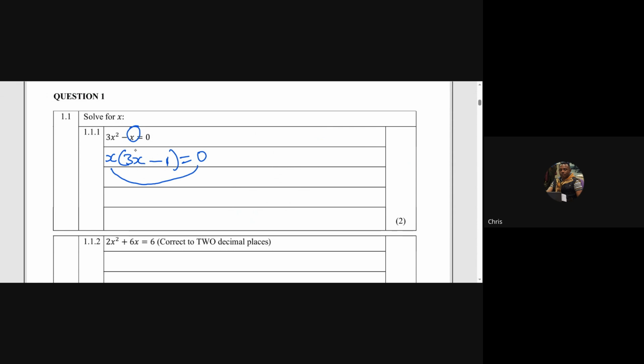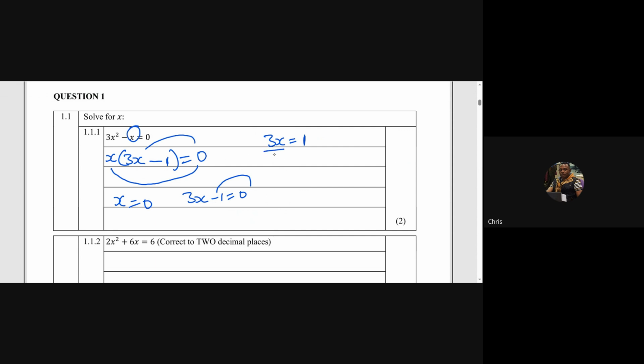Each one to 0, this one also to 0. So what you have is x to be equal to 0. Then you have 3x minus 1 equal to 0, whereby we now remove this -1, or simply put, just move it over, like some people say. When you move it over, it's going to be 3x equals to 1. Remember, we are solving for x. We are solving to leave only x before the equal sign.